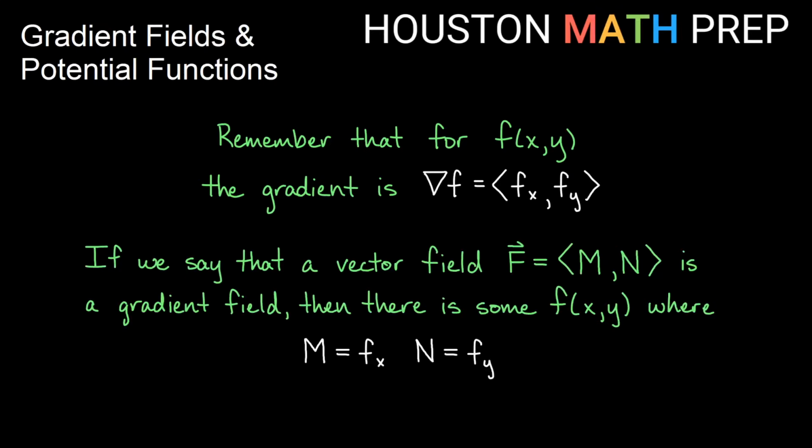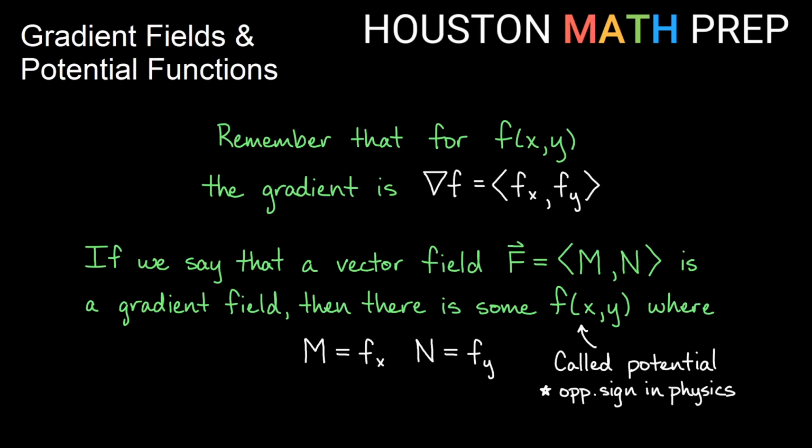If we want to talk about a vector field that is a gradient field, in other words, I have some vector field with components m comma n. We say that this is a gradient field if my m is partial fx for some function and my n is partial fy for some function. If we can find some function where that's true, then my vector field here is called a gradient field. And the scalar function here, my f of xy, is actually called the potential function.